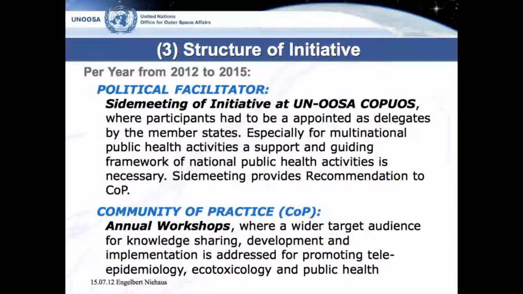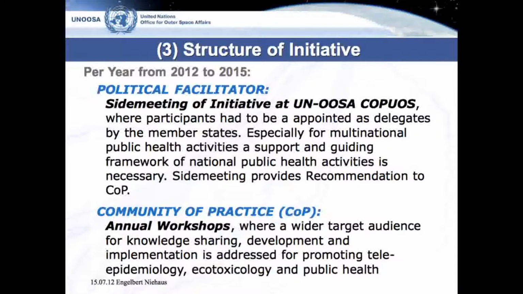The structure of the AT6 follow-up initiative has two main pillars, as mentioned in the beginning. The political facilitator, which is a side meeting of the initiative at the UN OOSA Committee of Peaceful Uses of Outer Space, which is a yearly event in February, where the participants have to be appointed as a delegate by the member states, especially for multinational public health activities. A support and guiding framework of national public health activity is necessary. Furthermore, this side meeting provides recommendations for the community of practice, which is the second pillar.